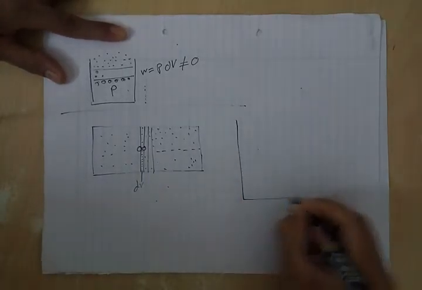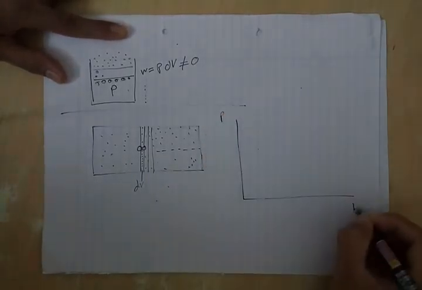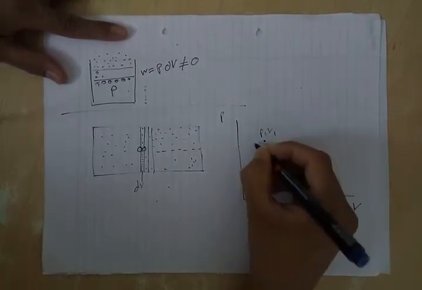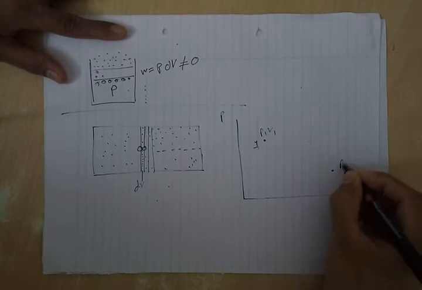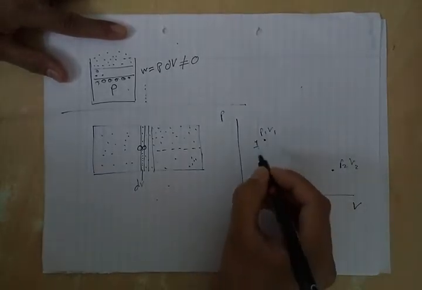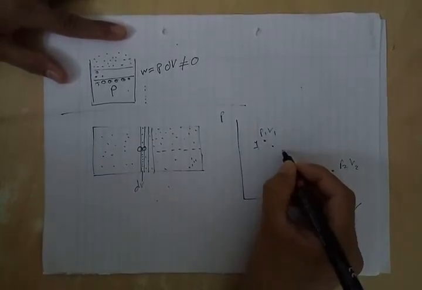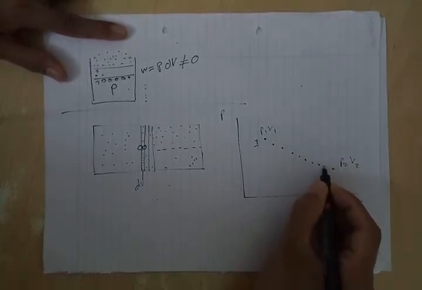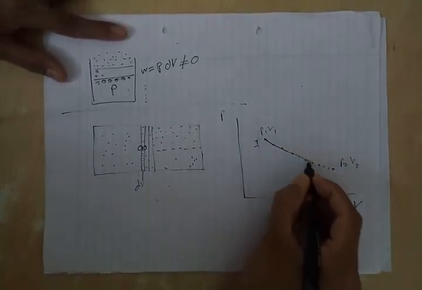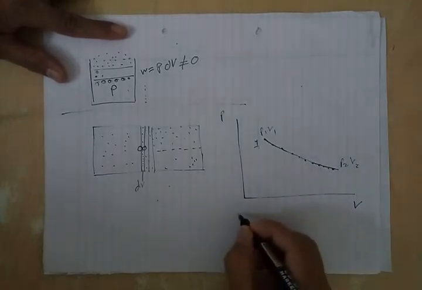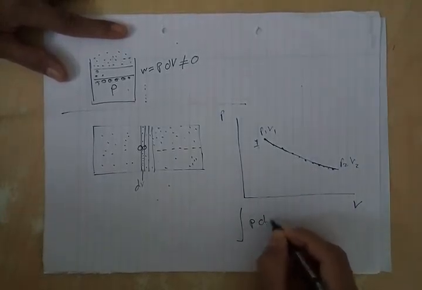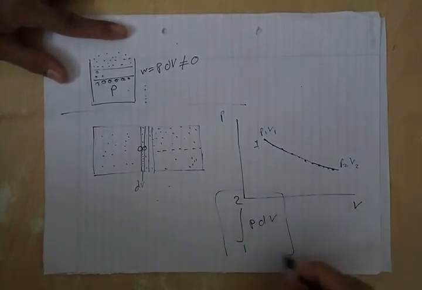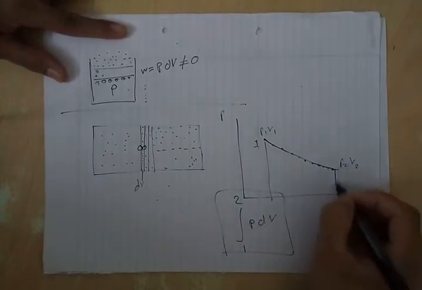So here in this case, this is P1 V1 state 1, and this is P2 V2, this is our final state. Here we can plot all these middle states, intermediate states, and we can get this path. Now we can integrate PdV from 1 to 2, and we can get this integral, which is the area under this curve.